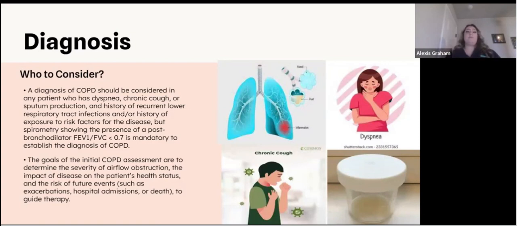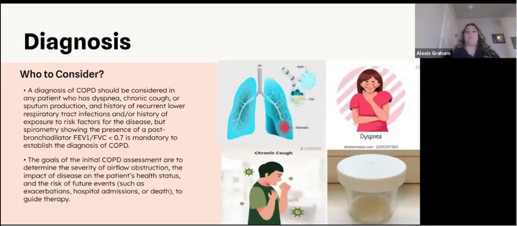So if you see that FEV1/FVC ratio is less than 0.7, that is the best way to establish the diagnosis of COPD. The main goals of the initial COPD assessment are to determine the severity of airflow obstruction, the impact of disease on the patient's health status, and the risk of future events such as exacerbations, hospital admissions, or even the possibility of death. These are all used to guide the treatment of the disease.